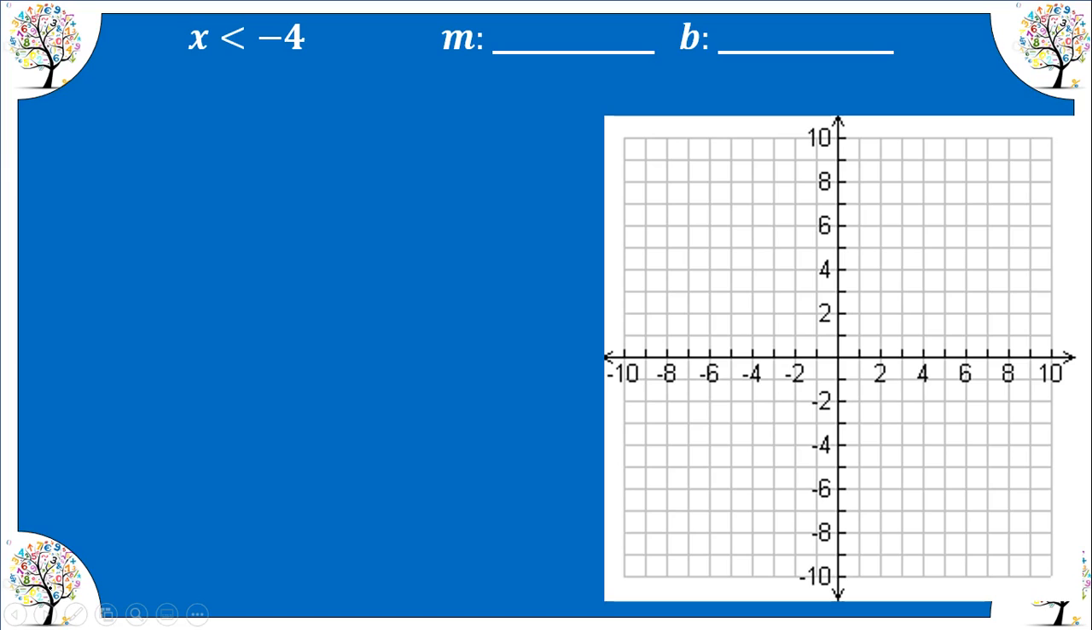Here we have a vertical line, so our slope is undefined. We're not going to have a y-intercept. It's not going to pass through the y-axis. It is going to be the vertical line that passes through -4. So just going to plot a few points. I notice that it is open. So that means we have an open line, a dashed line.